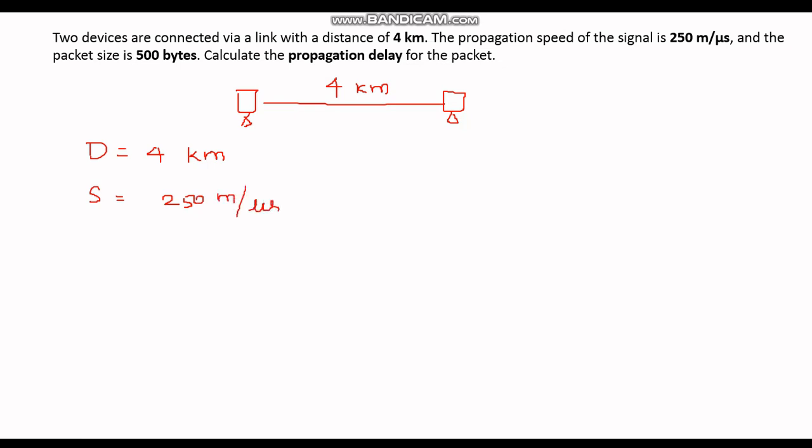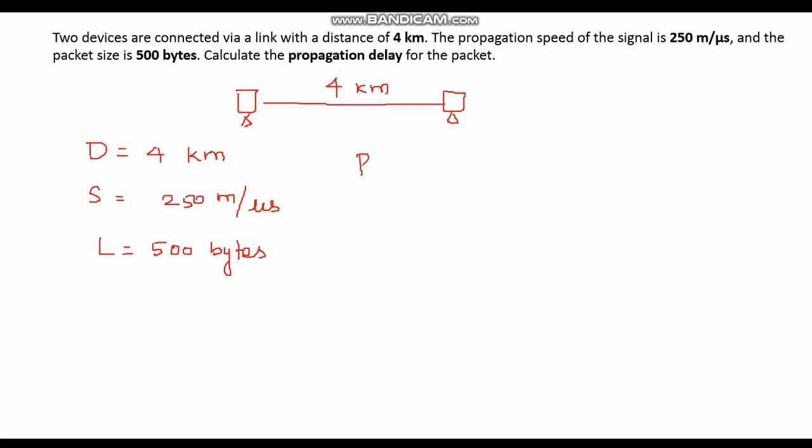So let us take the next question. Two devices connected via a link. So there are two devices, and the total distance between both is 4 kilometers. So the distance given is 4 kilometers, and the speed given is 250 meter per microsecond, and the packet size is also given, 500 bytes. So first let us write what the given values are.